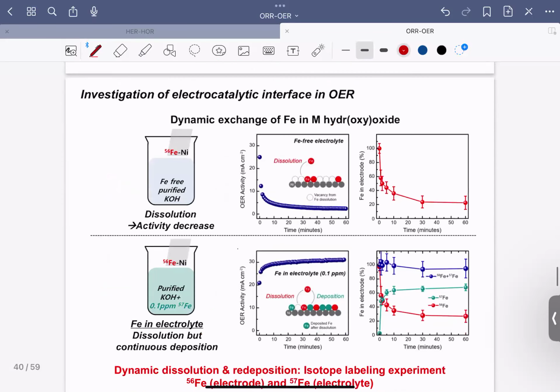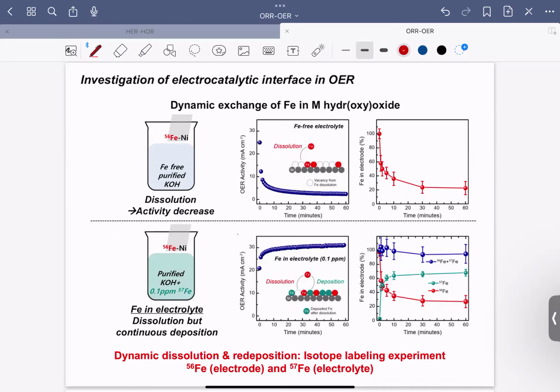So to capture what happened in this system, I designed another experimental case. If I prepare iron 56 in the electrode and there is no iron in the electrolyte, and during the chronoamperometry measurement, I quenched the electrode to monitor how much iron exists in the electrode, right? And this is the amount of iron that remains in this system. It shows a striking trend: the activity follows the amount of iron in the electrode surface, right?